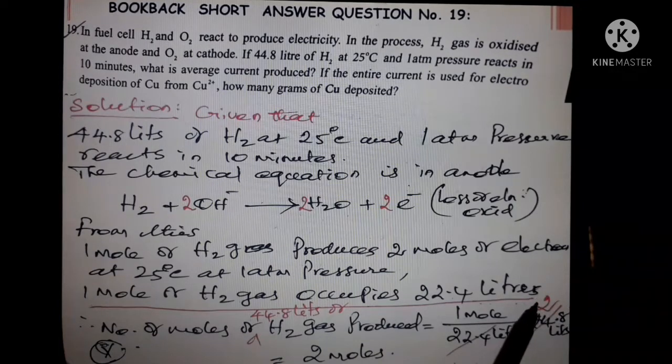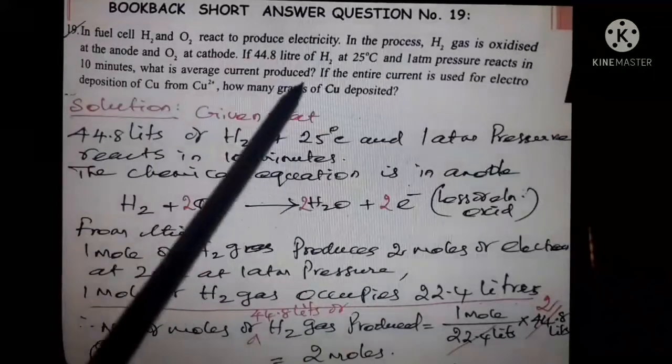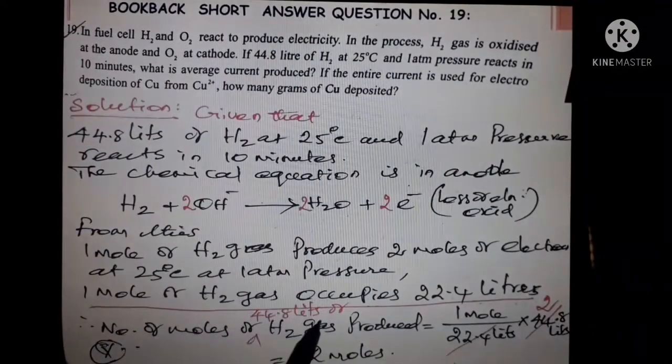22.4 cancel, 2 moles. This is the number of moles of hydrogen gas produced. In the question, 44.8 liters of gas produced is 2 moles.